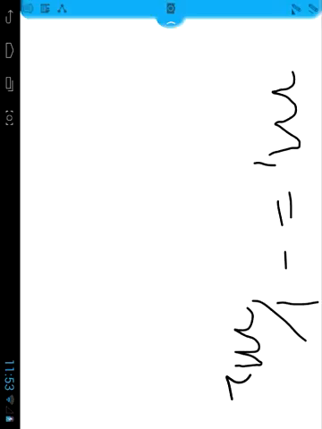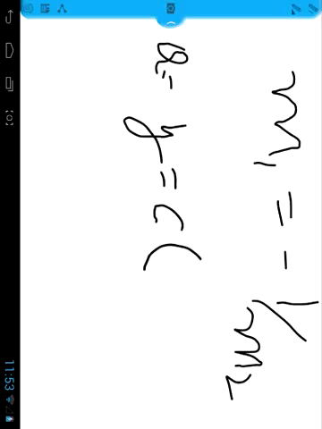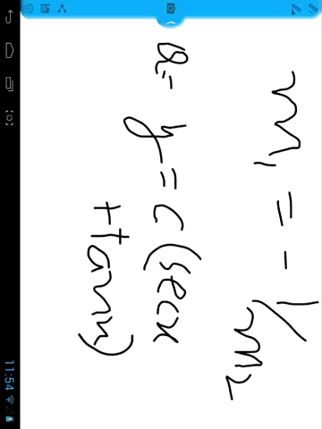Now, coming to the method on how to solve a question when we are asked to find the orthogonal trajectory of an equation. We are given an equation which is y is equal to c sec x plus tan x. We are to find the orthogonal trajectory of this equation. Now let's start working.